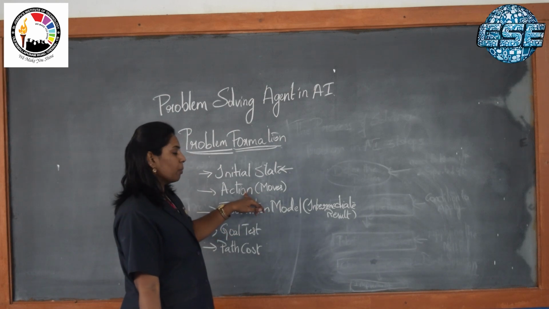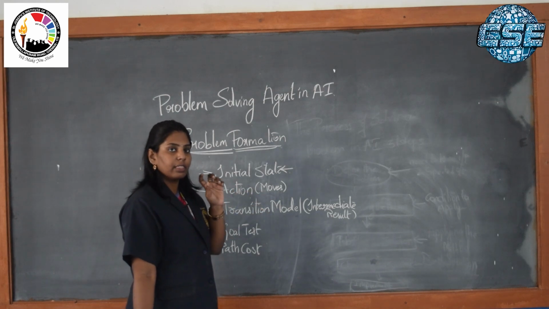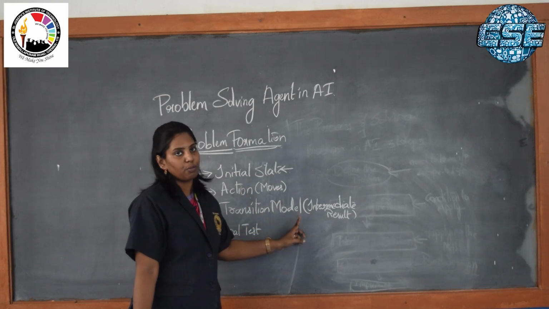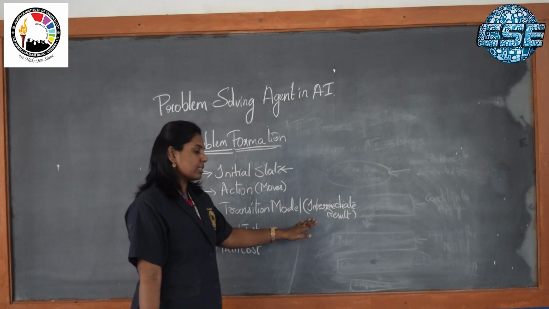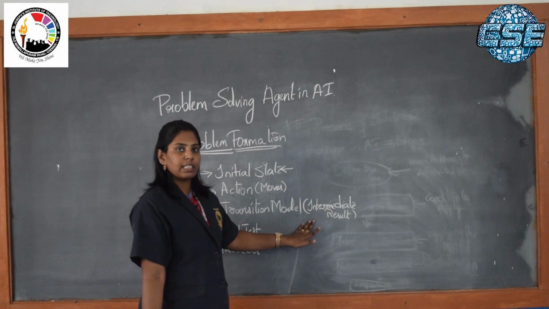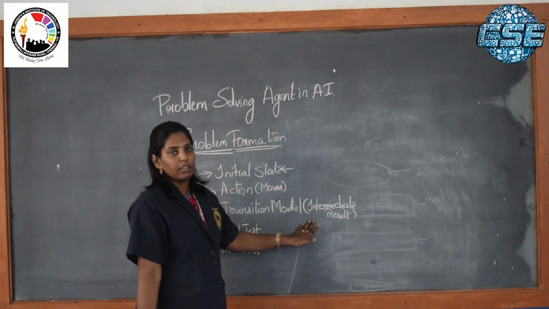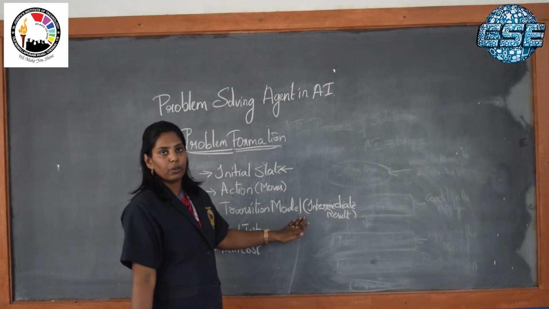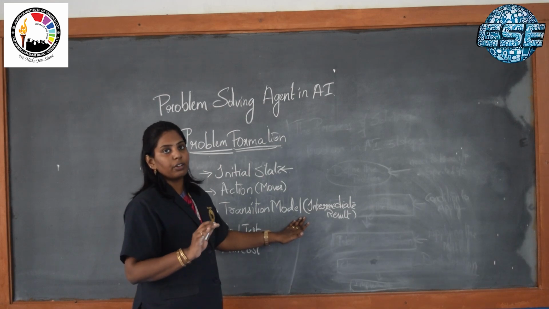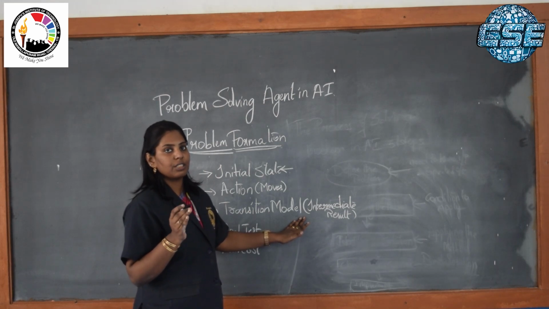After performing an action, we get one result. That result we call the transition model. On the transition model, we will check whether it satisfies the goal state. If it is satisfied, we will finally say it has reached the goal state.